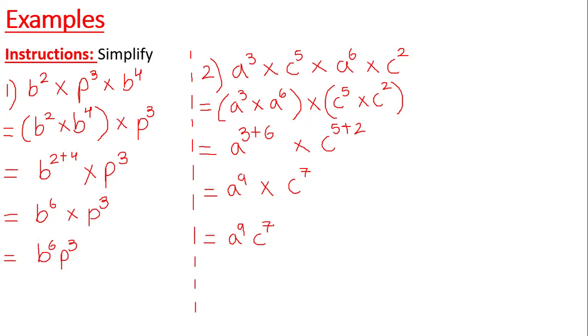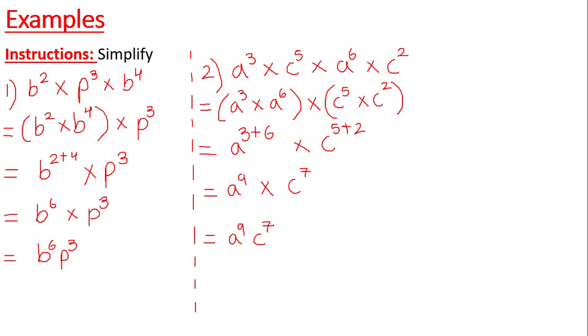Yes, sir. So the first step is you have to lay out your numbers, which is a to the power of 3 times c to the power of 5 times a to the power of 6 times c to the power of 2. Then you have to lay them out by grouping the similar pairs, which would be a to the power of 3 times a to the power of 6, then times c to the power of 5 times c to the power of 2.